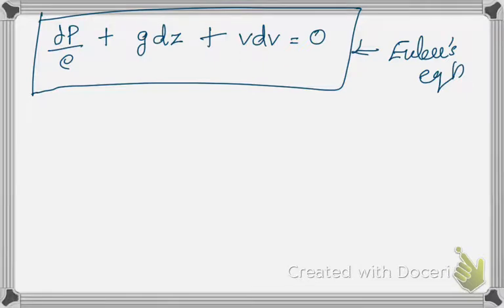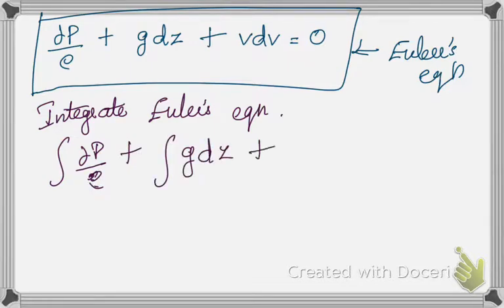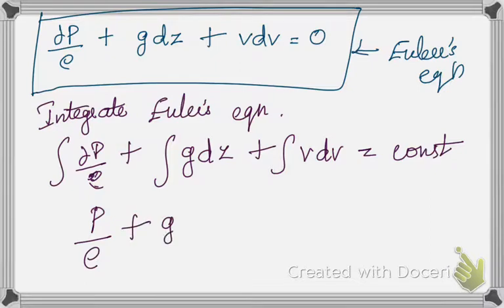Now we are going to derive our Bernoulli's equation. Bernoulli's equation is going to be very simple: if you integrate Euler's equation, you will get Bernoulli's equation. That is, integral dp by rho plus integral g dz plus integral v dv is equal to constant, which is p by rho plus g z plus v squared by 2 is equal to constant.